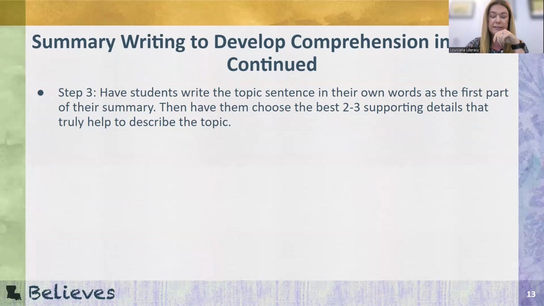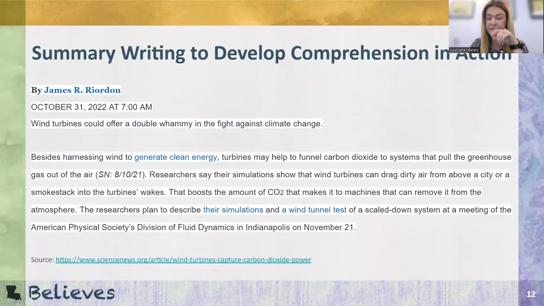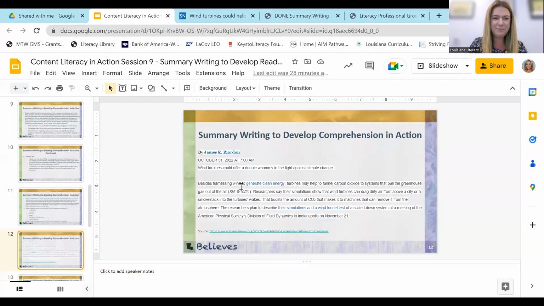So let's go ahead first and model how. The first thing we're going to do is model how to find the topic sentence and how you knew that was the topic sentence. That's step 1 in this, okay? So I'm going to back out so I can actually show you some highlighting and annotating while we do this. Hopefully it's big enough to where y'all can still read it.